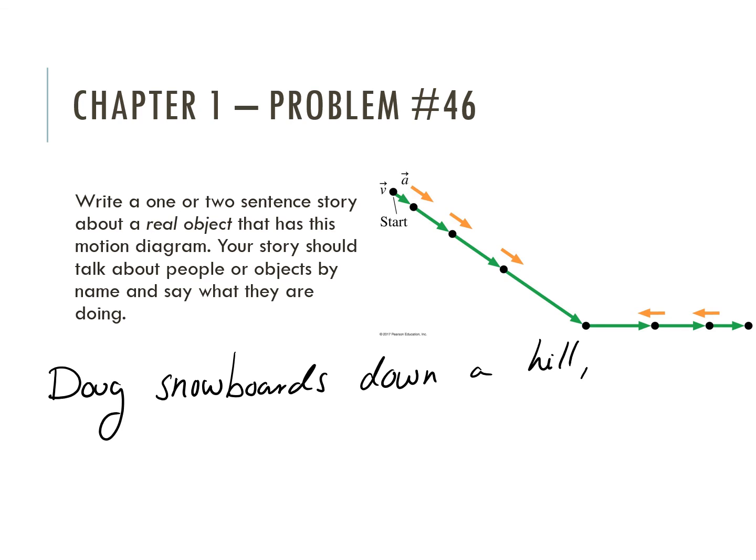He's picking up speed, right? The acceleration and the fact that my velocity values are getting larger indicates that he's speeding up. So he snowboards down a hill, speeding up. He's then getting to this flat part. So I'm going to say at the bottom of the hill.